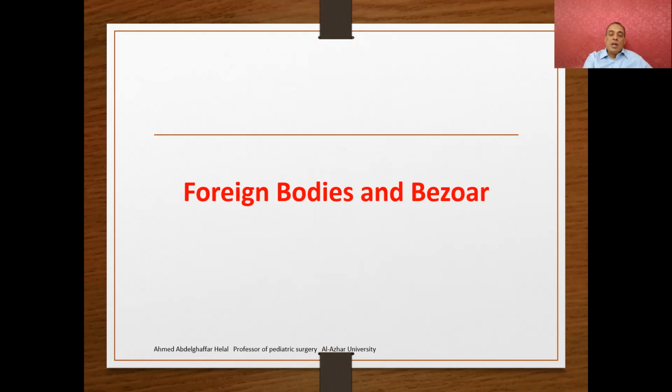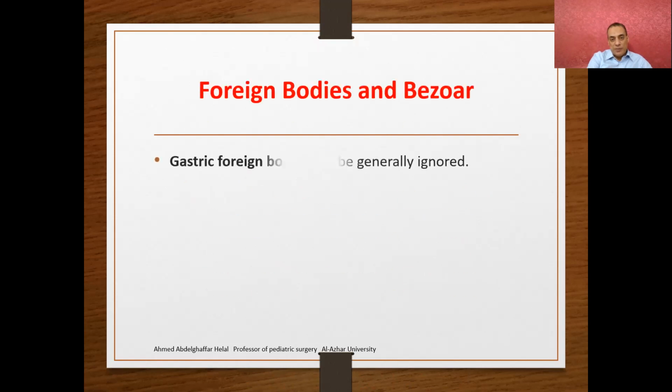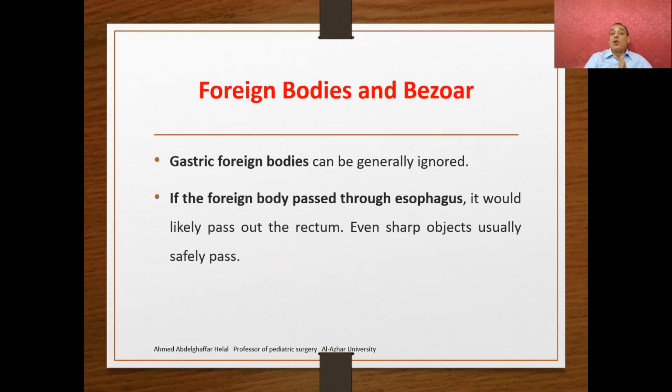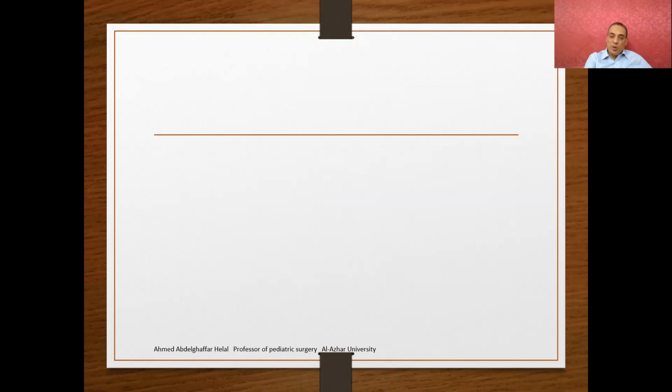The last items are related to foreign bodies and bezoar. Gastric foreign bodies can generally be ignored. There is a general rule that if the foreign body can pass the esophagus and the cricopharyngeal muscle, it will likely pass out from the rectum. Even sharp objects usually pass safely, with no problem.